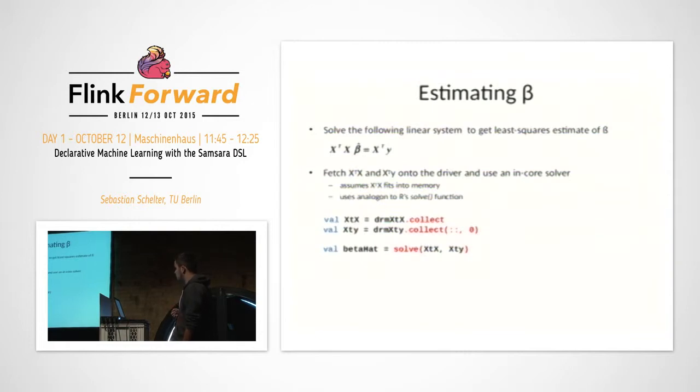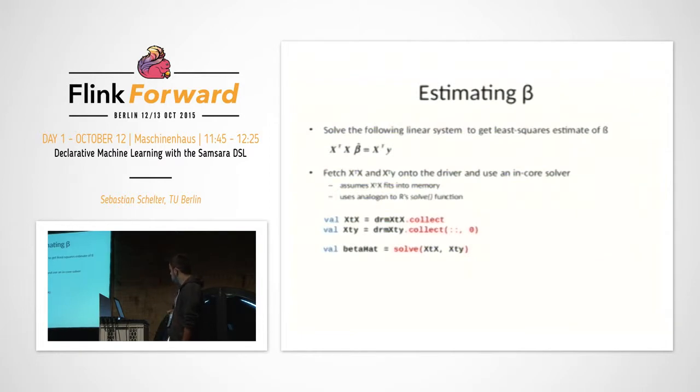This is based on the assumption that x transpose x actually fits into the memory of the driver. So that is something that you have to guarantee for this use case. But the good thing is that x transpose x has a size that is the columns of x times the columns of x. So if you have a small set of features, this xtx is very small, even if you have like millions of observations. And we can be sure that it fits into memory.